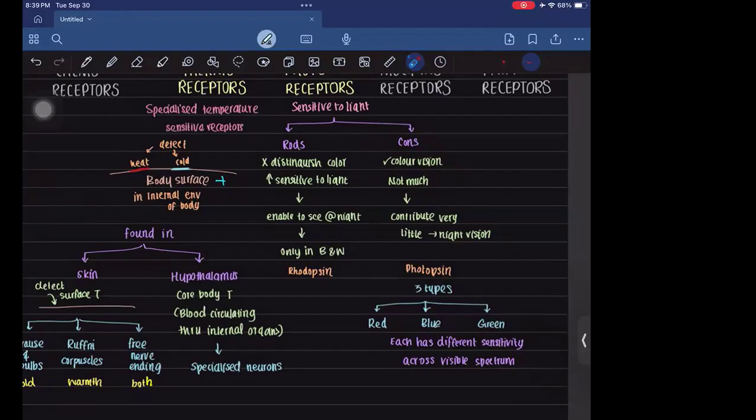Okay. So what are the two types of photoreceptors? Rods and cones. Do rods distinguish colors? No, rods don't distinguish colors. Cones, they do distinguish colors. See, both color vision and cones start with C, so you can remember cones distinguish colors, which means they provide color vision. Rods are highly sensitive to light, which means even if there is a little bit of light, you will be able to see because of your rods. On the other hand, the cones are not much sensitive to light.